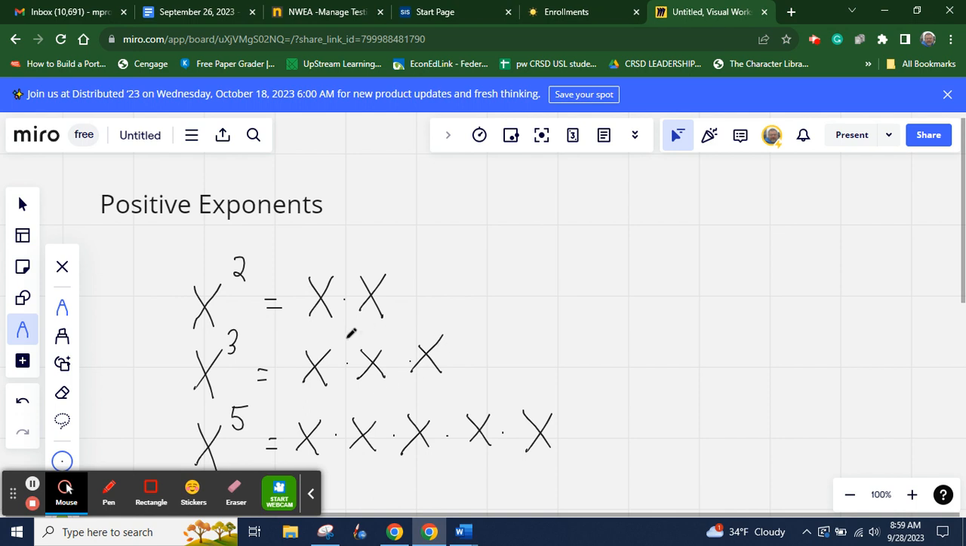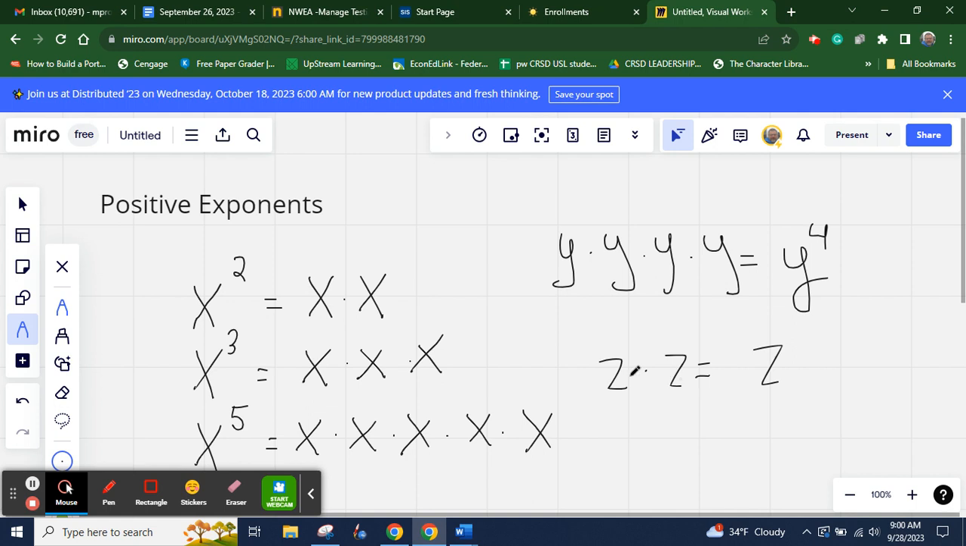So then sometimes you'll see it the other way. Let's do a different letter actually, y, because it can be lots of different numbers. Y times y times y times y. So if you had that, what does that equal? Well, you know it's going to be y, and how many times? 1, 2, 3, 4. Y to the fourth. And if I had z times z, that's going to be z squared, 2 times.